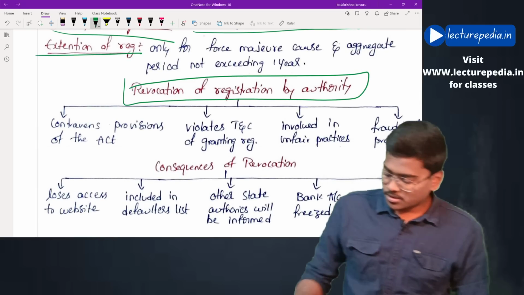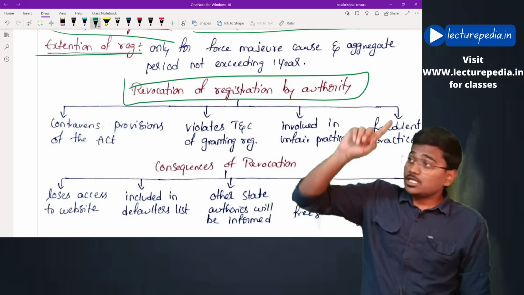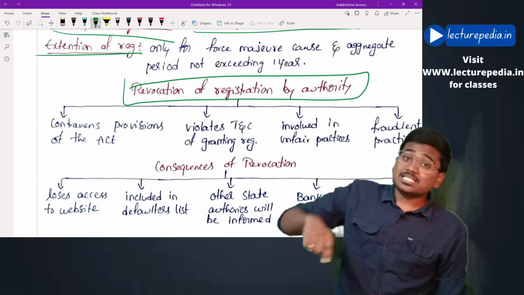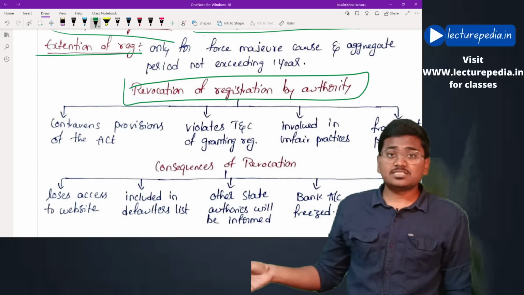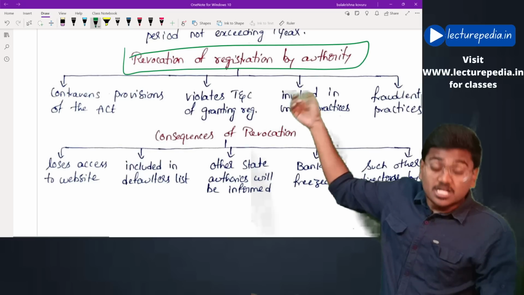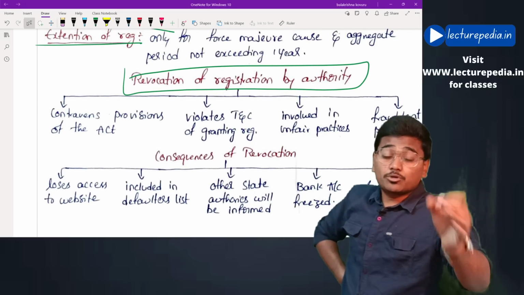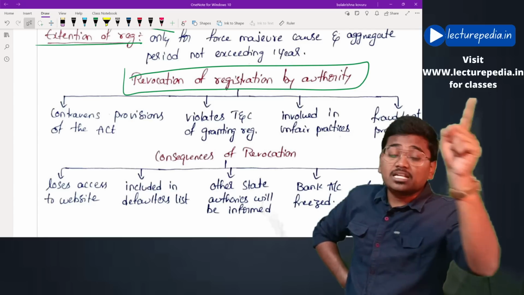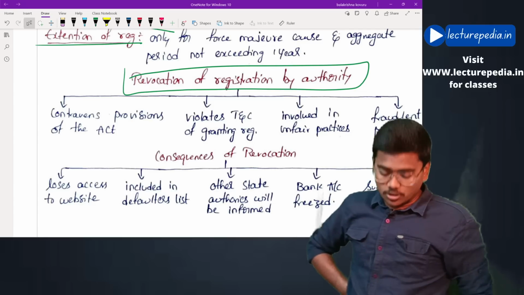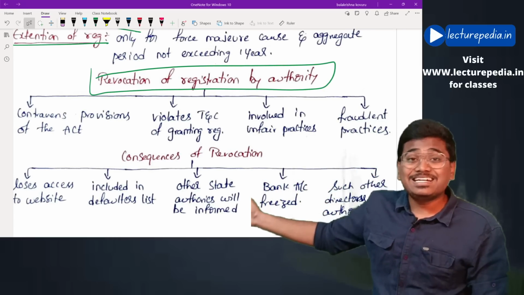Next, revocation of registration. Now the promoter applied for registration, and the authority gave the registration. Once the registration is given, can the authority revoke it? The answer is yes, the authority can revoke the registration if the following are found. The promoter contravenes any of the provisions of this Act. If the promoter contravenes any of the provisions of the RERA Act, then the authority can revoke the registration, or if he violates the terms and conditions of granting registration.